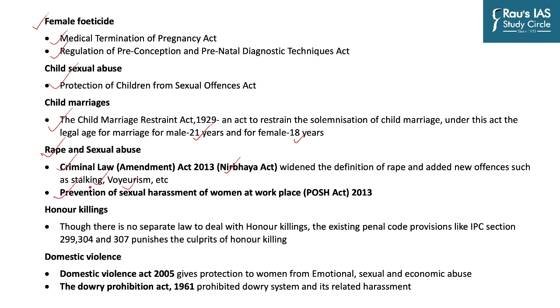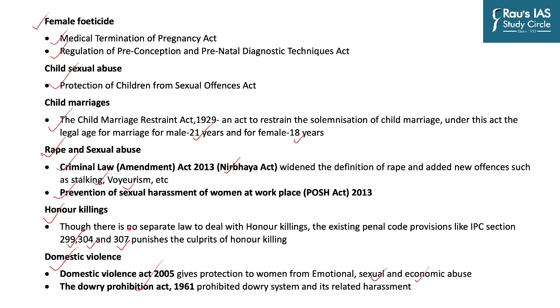Then we have the Prevention of Sexual Harassment of Women at Workplace Act 2013 to protect women from untoward incidents happening at workplaces, which will encourage more and more women to enter workplaces. Then as far as honor killings are concerned, there is no separate law to deal with them, but the existing penal code provisions like IPC sections 299, 304, 307 punish the culprits of honor killing as well. Then for domestic violence, we have the Domestic Violence Act 2005, which gives protection to women from emotional, sexual and economic abuse. And we have the Dowry Prohibition Act 1961, which prohibits the dowry system and concomitant harassment along with it.